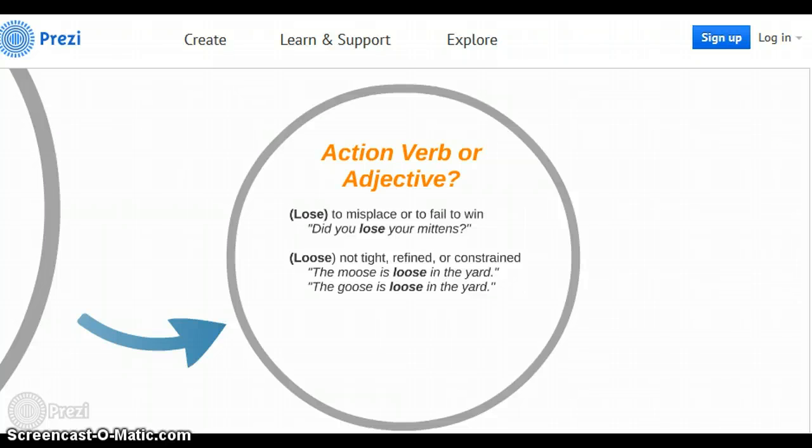The moose is loose in the yard. So the moose is not constrained in the yard or not confined to the yard. The goose is loose in the yard. See if the two sentences above will help you remember when to choose the double O's.